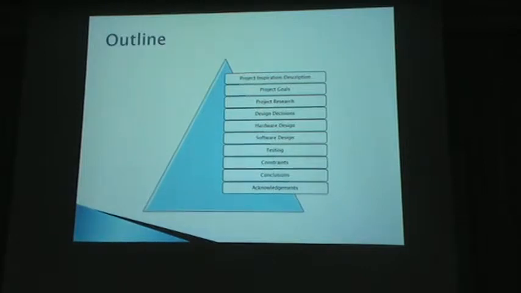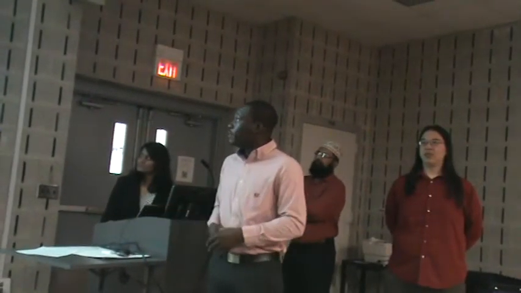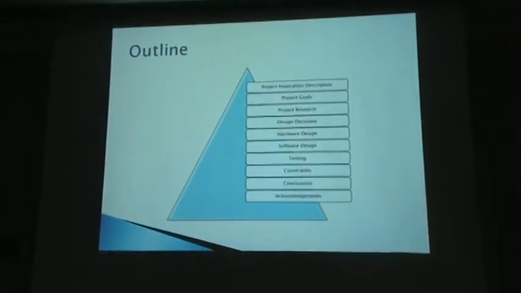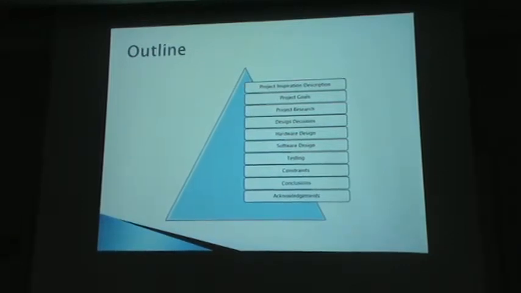So here's the outline. Throughout this presentation, this is what we'll be talking about: our project goals, project research, design decisions, how we came about making the final prototype and what it looks like right now, the hardware design, and the software design, which Peter will elaborate on. We have the testing phase, which has 3 phases, and we'll also cover the constraints, what we've encountered throughout the year as far as issues, and also conclusions.